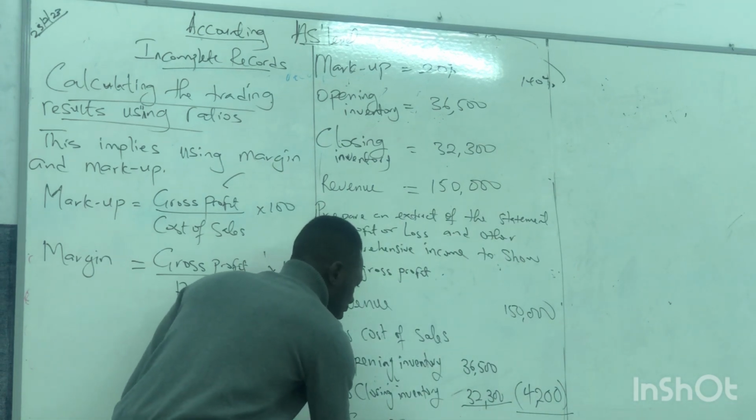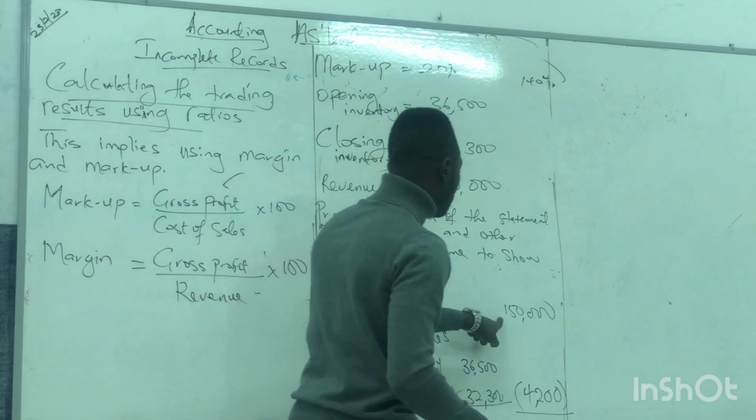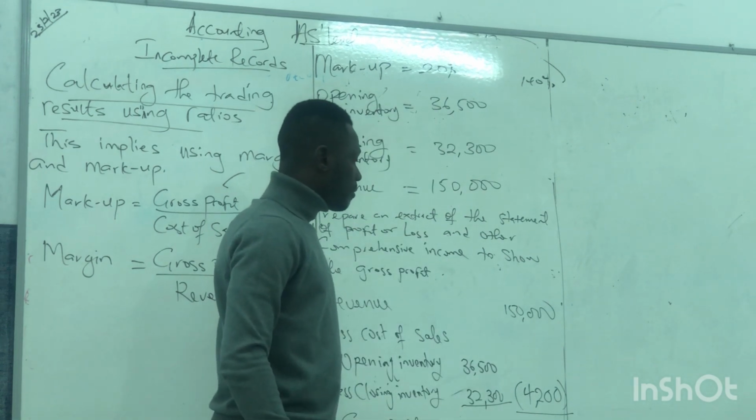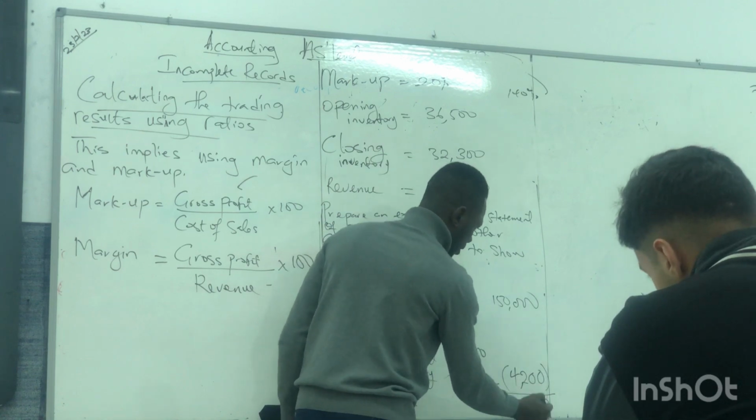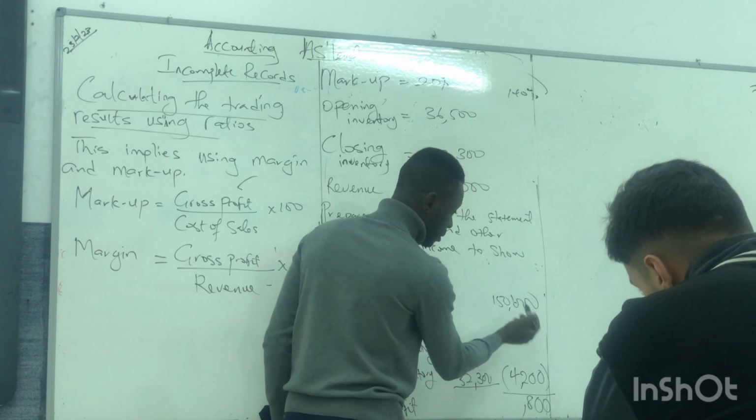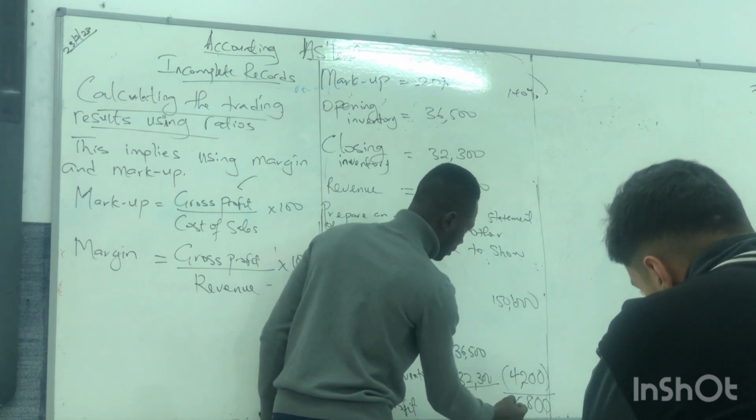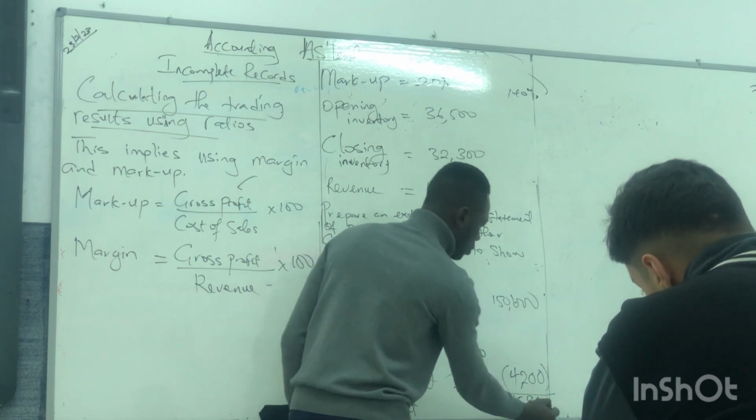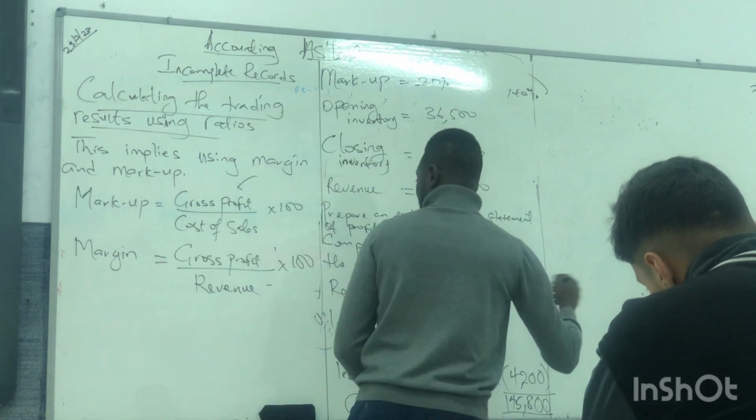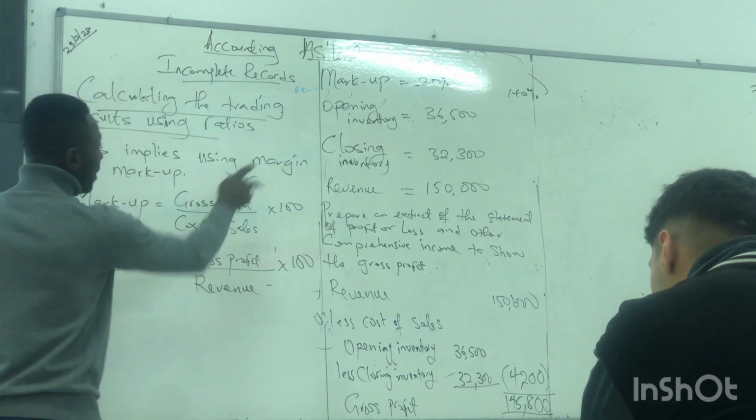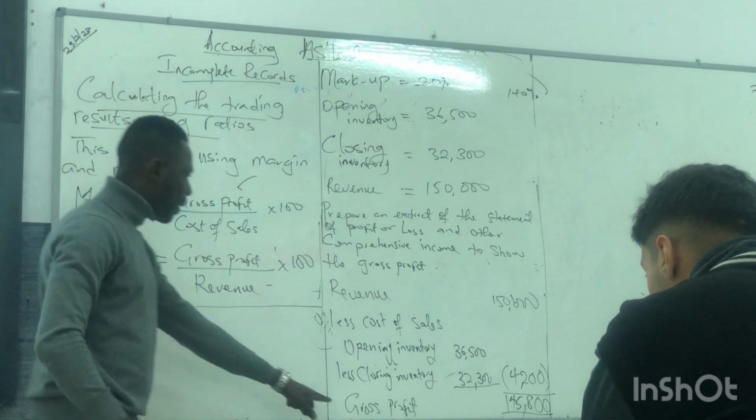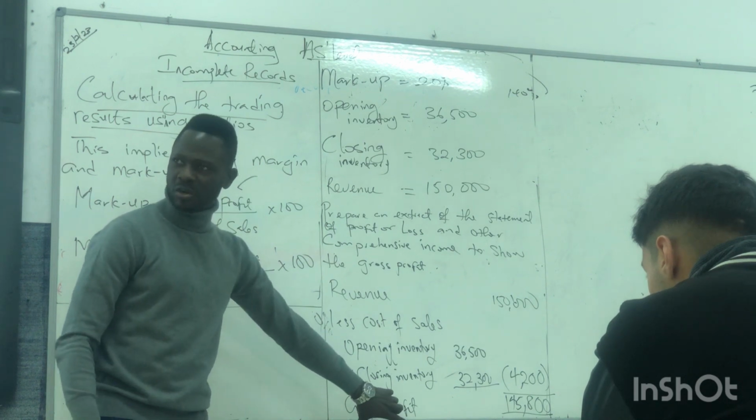So our gross profit is 150,000 minus 4,200. That's 145,800. So this is our gross profit. Now we go back to the formula for markup. They said we have a markup of 20%. Let's assume this is our gross profit now.